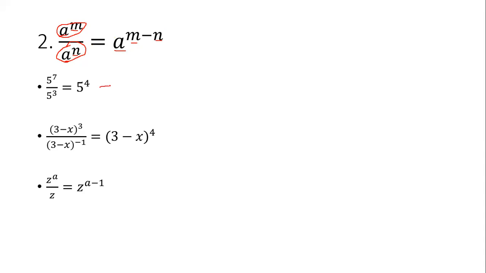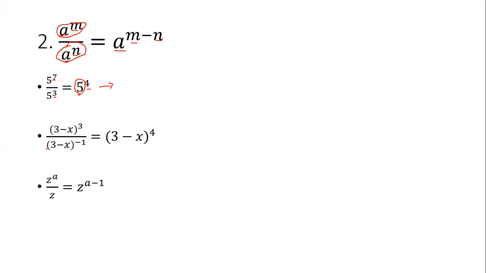So let's do this. We have 5 raised to 7 divided by 5 raised to 3. Anong ginawa? We copied the base, and the base is 5. Then we subtract our exponents, starting with our exponent from the numerator, followed by the exponent from the denominator. So 7 minus 3, that is equivalent to 4.